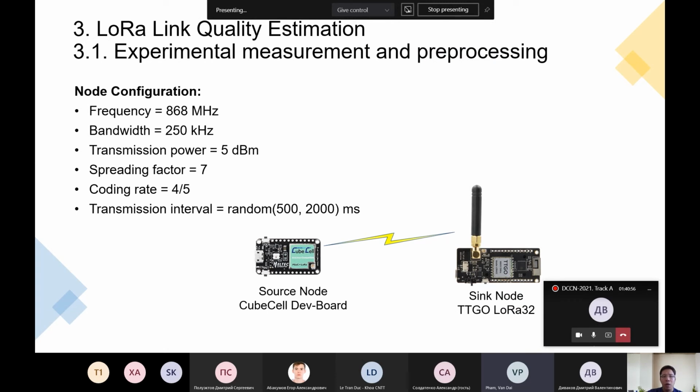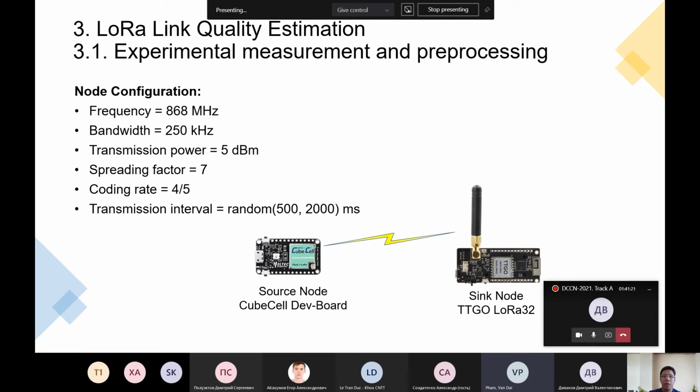We use two LoRa nodes in the experiment measurement, including a sending node and a sink node. The sink node is fixed and connected to a computer to save the experimental data. On the other hand, the sending node moves far away from the sink node at low speed to measure signal power and noise changes related to packet reception rate.